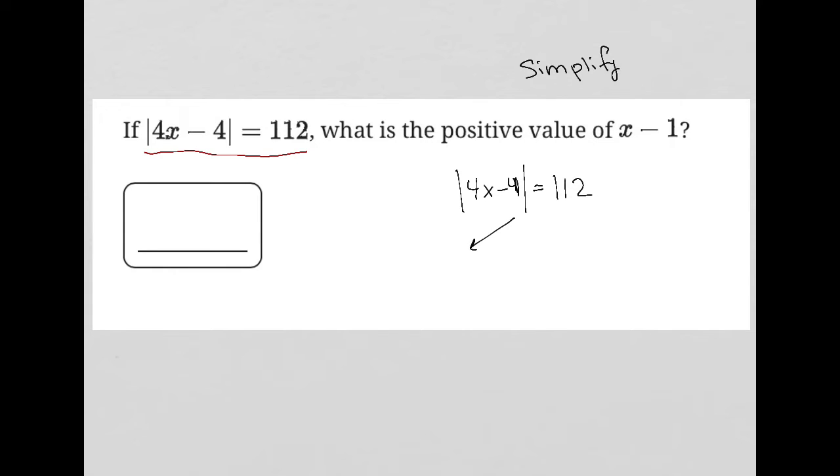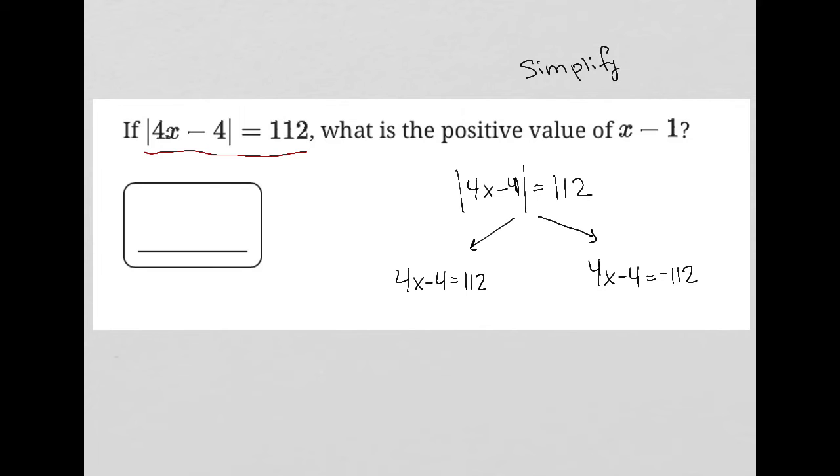The way that we simplify, or in this case really solve, absolute value equations is we break them into two separate equations. One which looks exactly like the original equation, just without the absolute value sign. And the other, which almost looks just like the original, except the sign of the answer is switched, right? So instead of positive, we now have a negative 112.